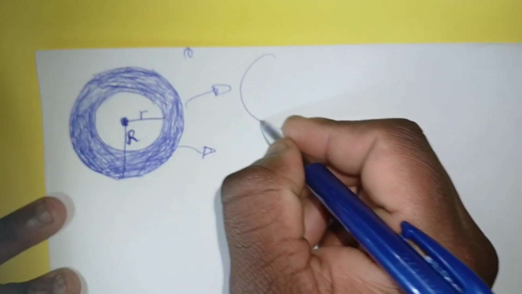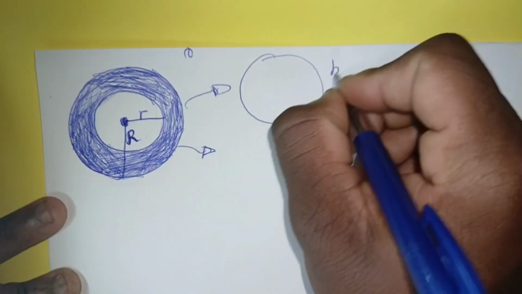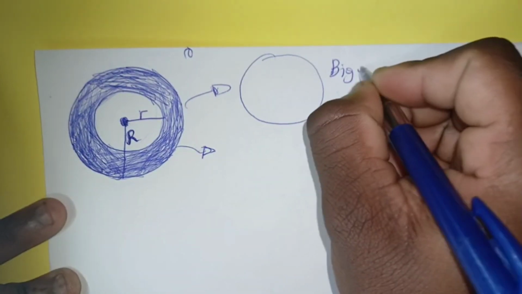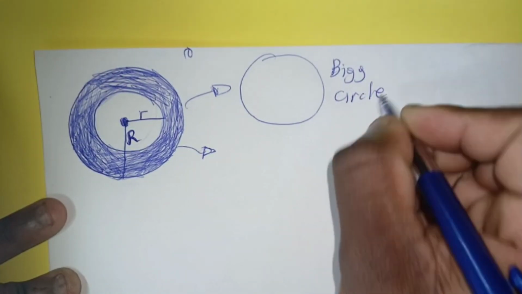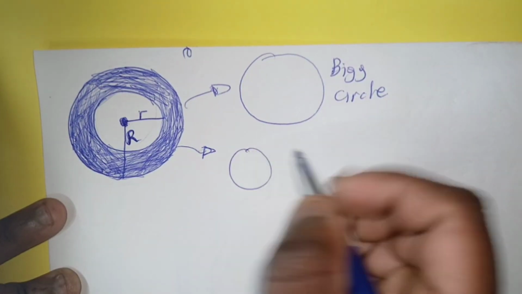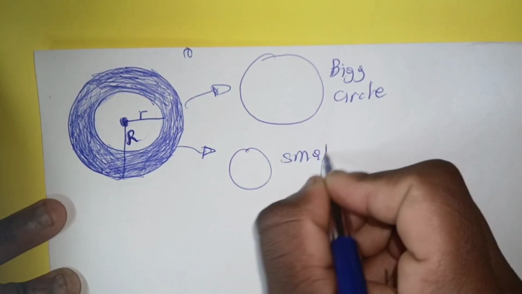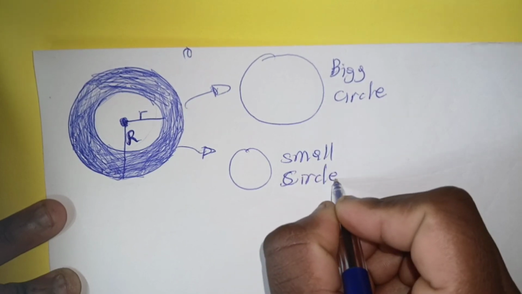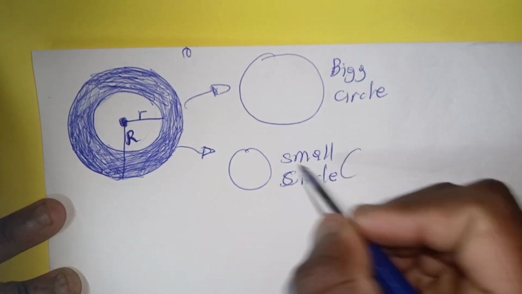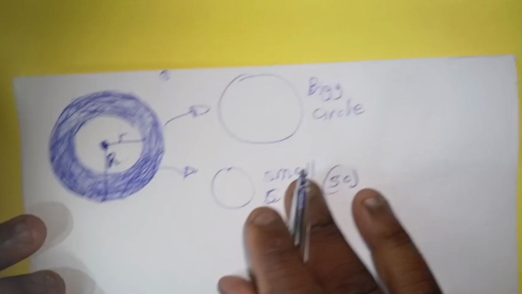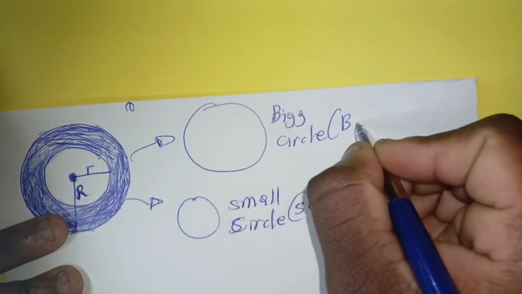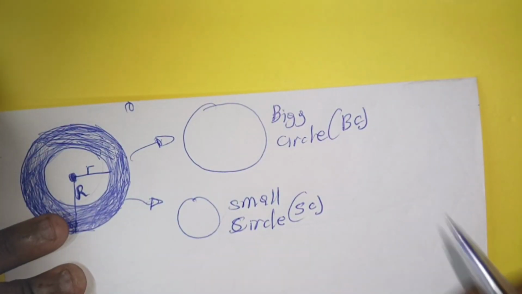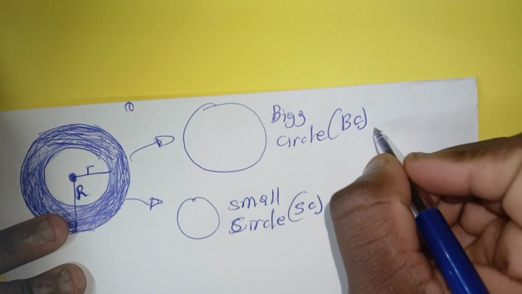A big circle. This one is the big circle. And this one I'll just say it is a small circle. So this one I'll just represent as SC, and this one I'll just say it's BC.